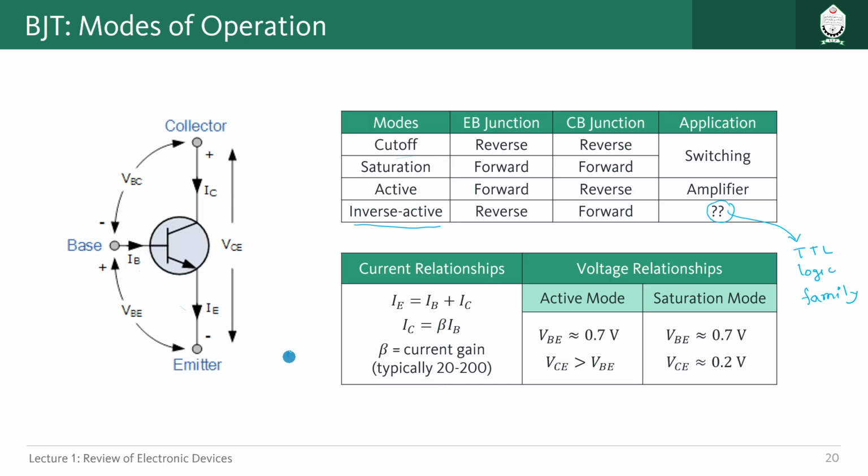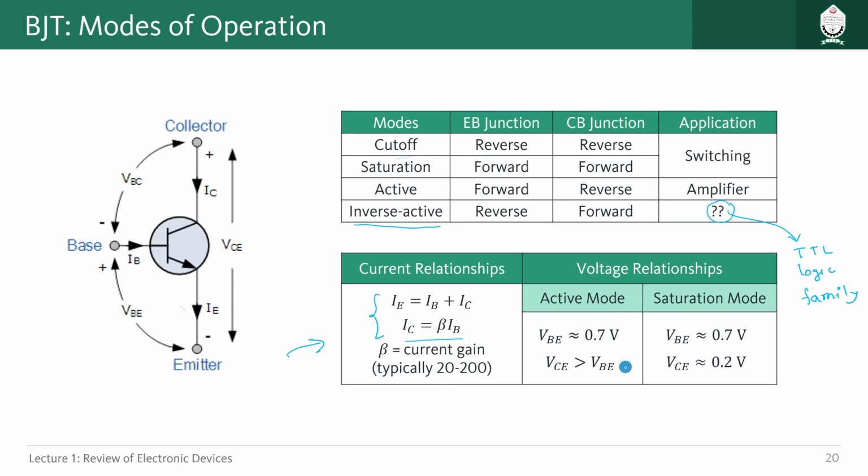Now here there are just some basic current and voltage relationships we need to know to understand BJT. Like you already know all these things, IE is equal to IB plus IC, so emitter current is equal to the summation of base current IB and collector current IC.